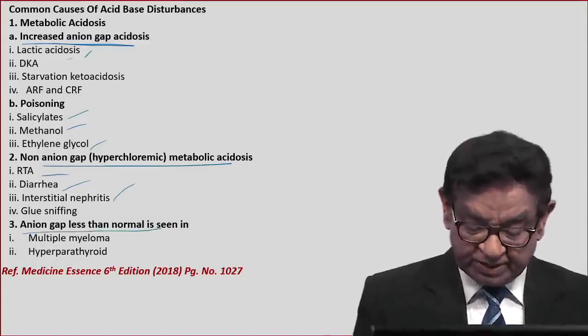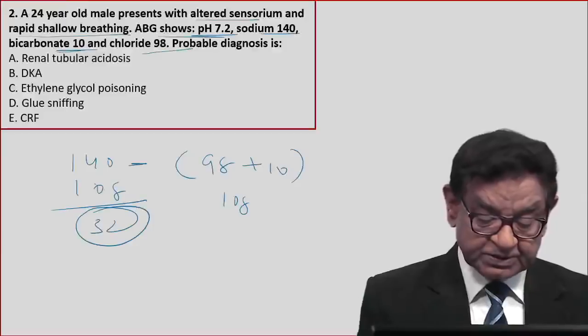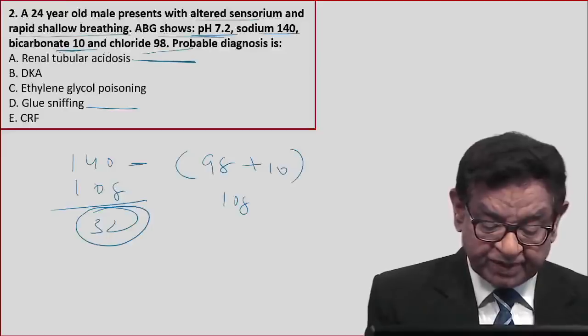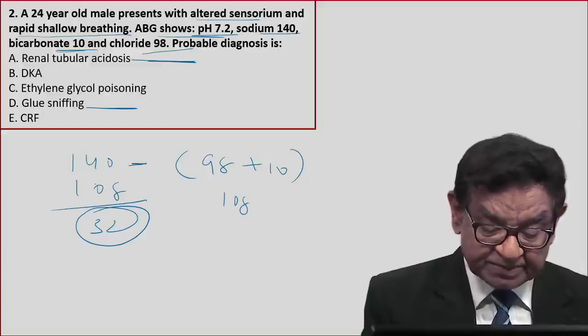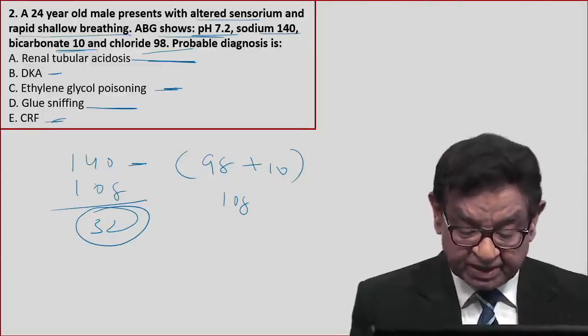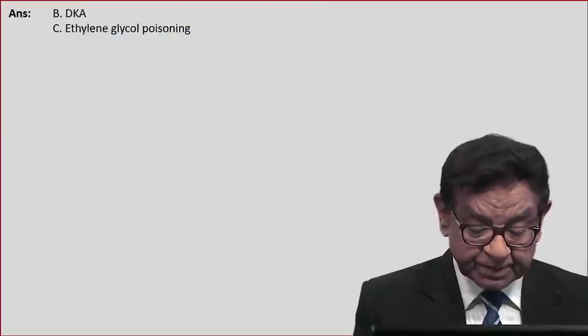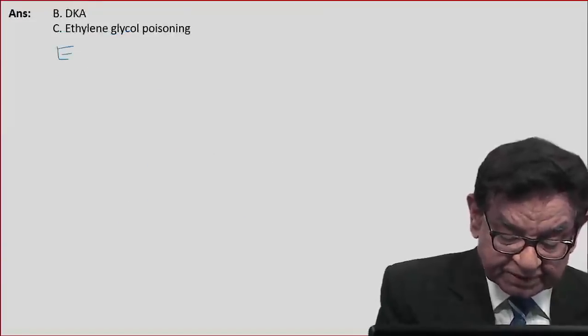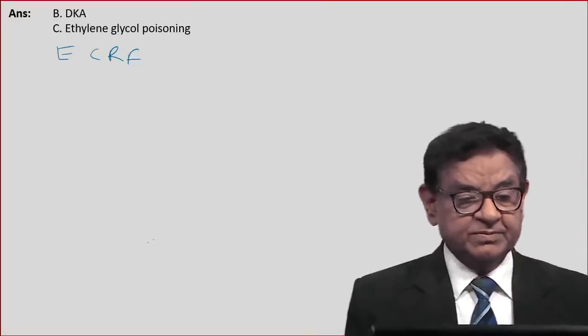So now you are clear about it: in the options, this will have a normal anion gap, and glue sniffing will have a normal anion gap, but the anion gap is increased in DKA, increased in ethylene glycol poisoning, and increased in chronic renal failure. Sorry, E should also be there, CRF is also there. It was a typing error.